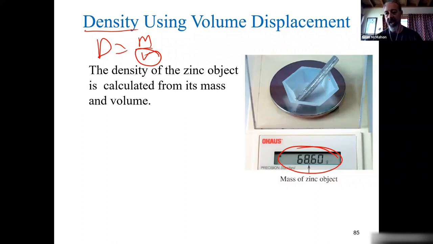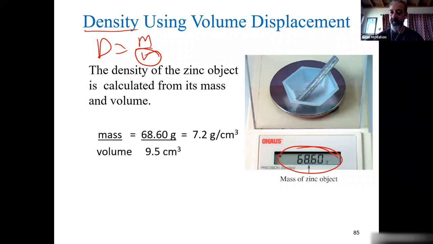If you put it on a weigh boat, these are called weigh boats or weighing trays, make sure you tare it, zero it out when you put the tray on, and then take the measurement. But then you can get your mass, 68.60 grams. This has 4 sig figs. Yes, 4, that's a trailing 0 with the decimal, it counts.